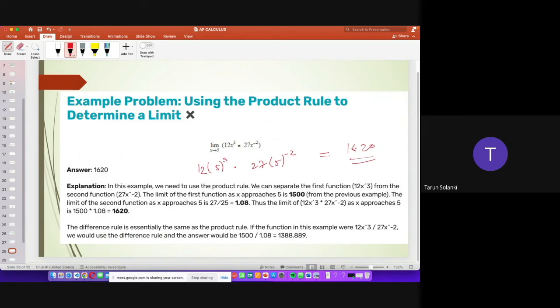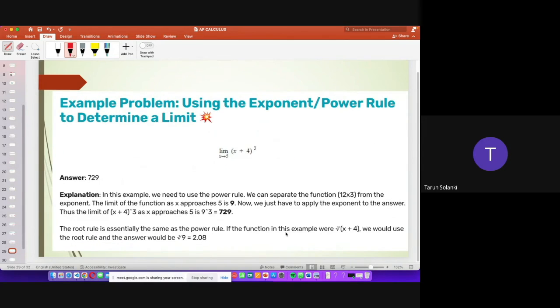And also you can check out the quotient rule. That is given as 12x cubed by 27x to the power minus 2. So while solving, you will get 1500 divided by 1.08, that will be 1388.889. So all these examples you can check out. These are very simple ones. Now this is related to the exponent and the power rule to determine our limits.